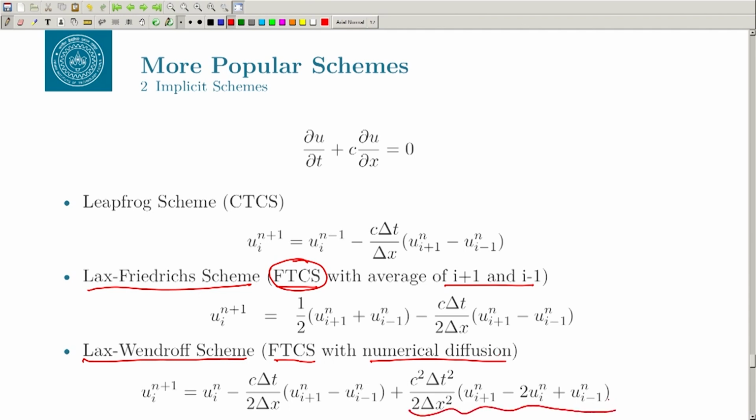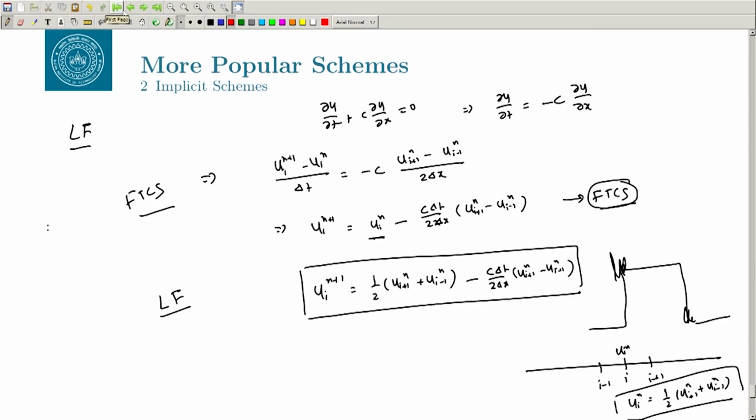So, let's look at the FTCS scheme. I can work it here only. So, this is my FTCS scheme, right. So, retain that, but add a second order term. That will become your Lax-Wendroff scheme. There are two kinds of Lax-Wendroff scheme. One is the two step Lax-Wendroff. We will look at that scheme also later. So, this is the one step Lax-Wendroff scheme.